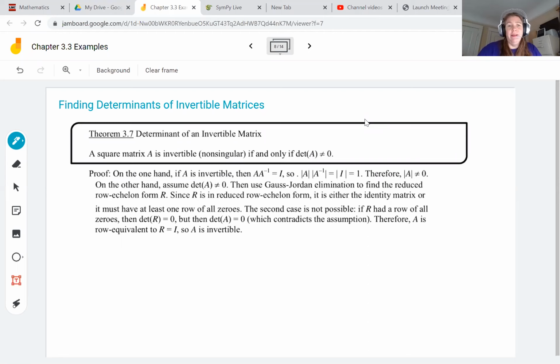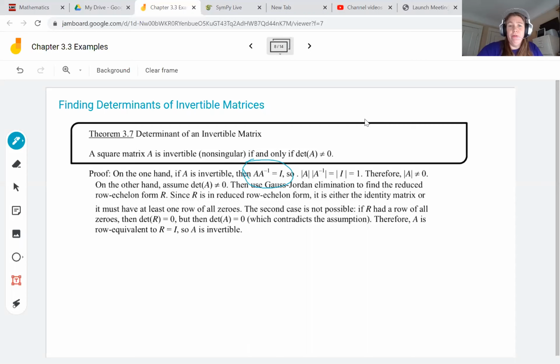A is not zero. So when we have an if and only if proof, we start by assuming one side of the statement is true and showing it implies the other. And then we start with the other side and show it implies the first side. So on the one hand, we are going to assume A is invertible. So if A is invertible, then we know A times its inverse equals the identity. That's what it means to be invertible.